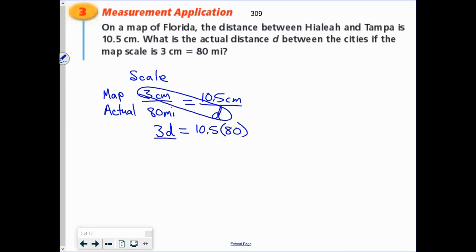And then you would need to divide both sides by 3 to get D by itself. The 3's will cross out. And then 10.5 times 80 divided by 3 equals 280 miles.